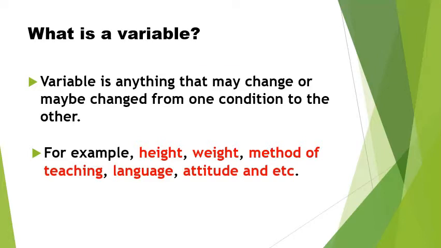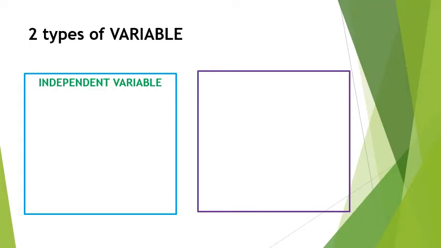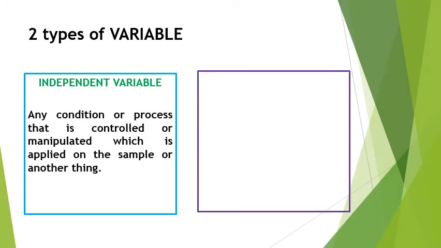Okay, very good. Let's see the two kinds of variable, starting with the independent variable. What is an independent variable? It is a condition or process that is controlled or manipulated, which is applied on the sample or another thing. The independent variable is the one that is being manipulated by the researcher, the one conducting the study, who is authorized to control it. But why are you going to control it?